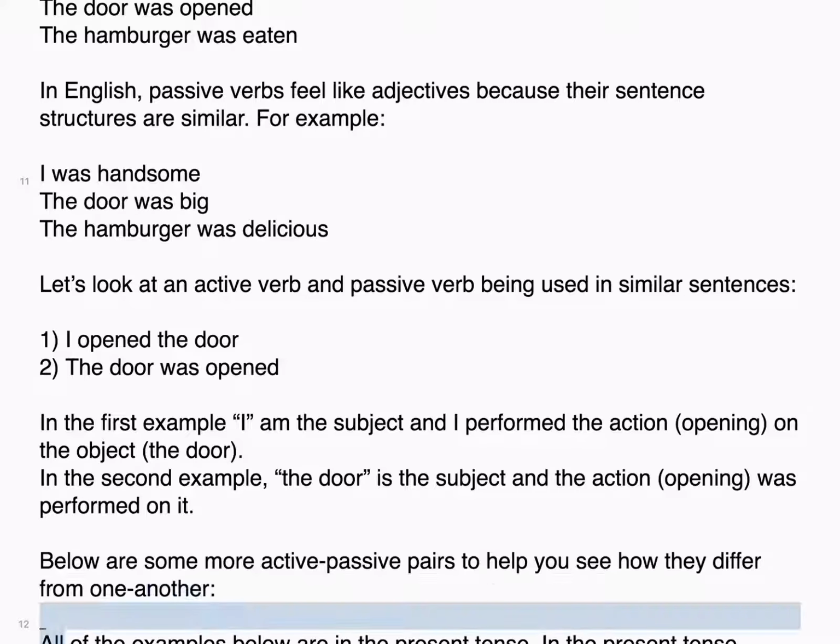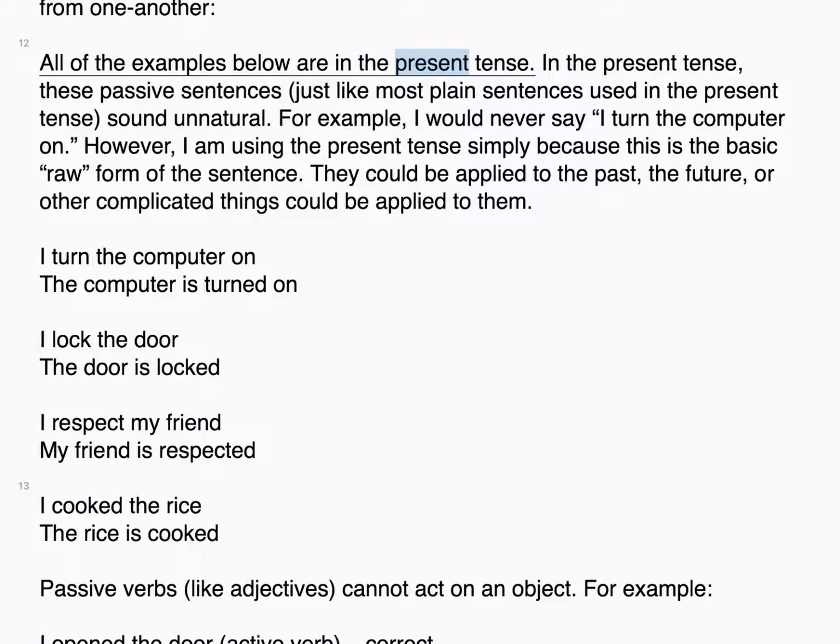All of the examples below are in the present tense. In the present tense, these passive sentences, just like most plain sentences used in the present tense, sound unnatural. For example, I would never say I turn the computer on. However, I am using the present tense simply because this is the basic raw form of the sentence. They could be applied to the past, the future, or other complicated things could be applied to them. I turn the computer on, the computer is turned on. I lock the door, the door is locked. I respect my friend, my friend is respected. I cooked the rice, the rice is cooked.